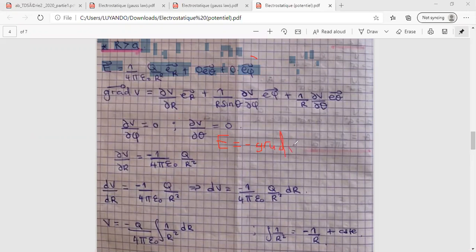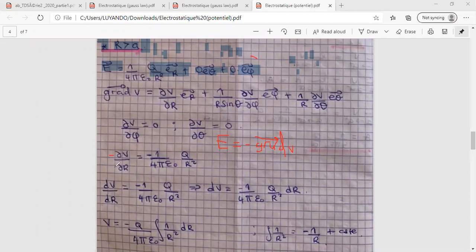So we have this. This negative is from here. Our gradient is equal to this, and we've established that our E is equal to the negative of grad V. So this is equal to this, but since we're trying to find V, we divide both sides by negative, so we have this with the negative.